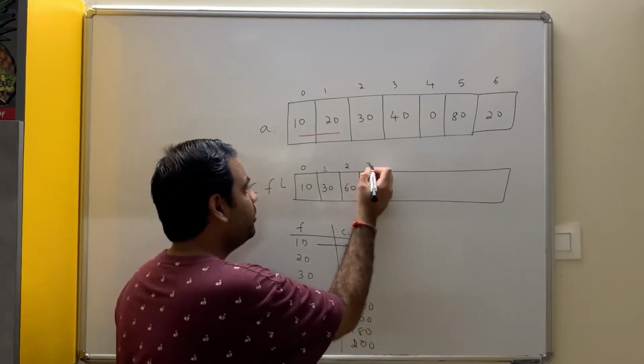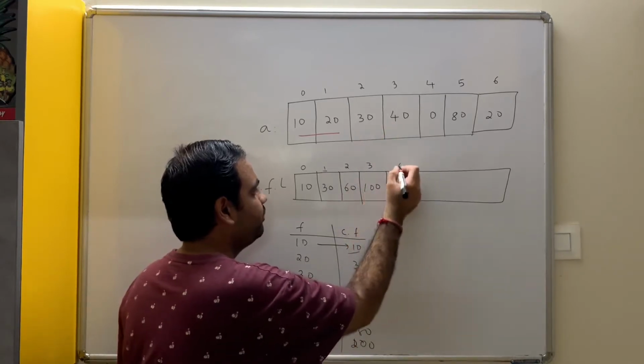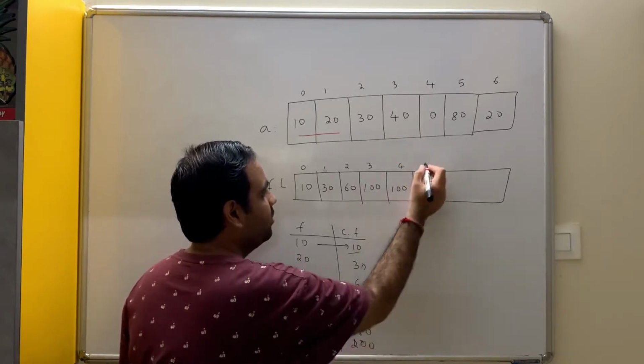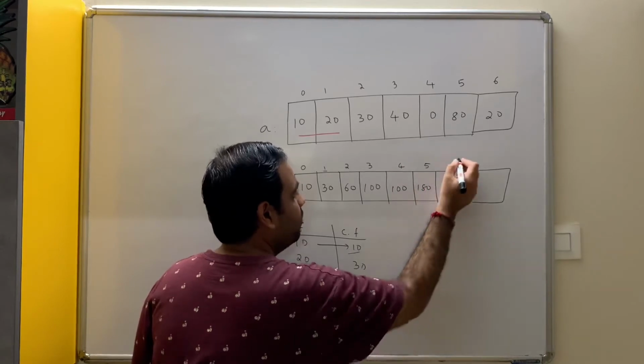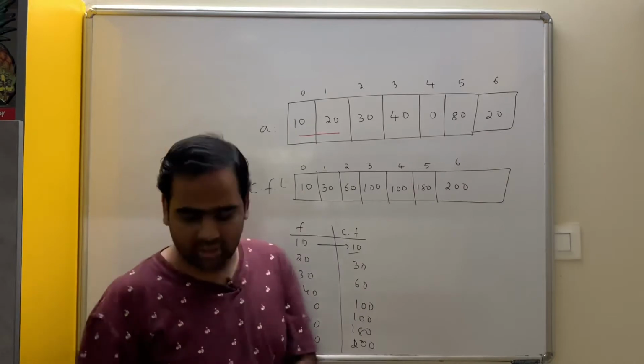Now what is cumulative frequency of 3? 60 plus 40. What is 60 plus 40? 100. What is cumulative frequency of 4? 100 plus 0 is 100. What is cumulative frequency of 5? 100 plus 80 is 180. What is cumulative frequency of 6? It is 180 plus 20 is 200.